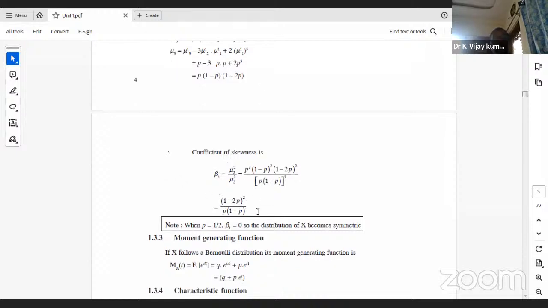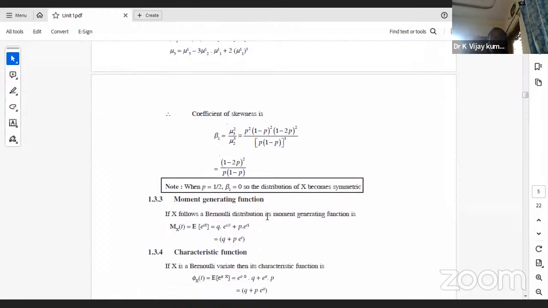After the simplification, when p is equal to 1 by 2, beta 1 is equal to 0. So this distribution X becomes the symmetric condition. The condition is following here.